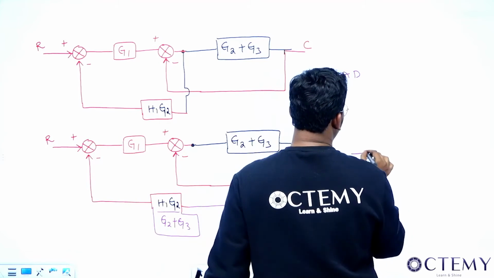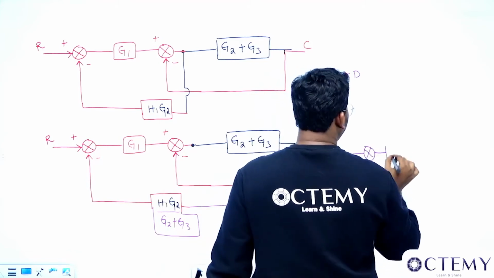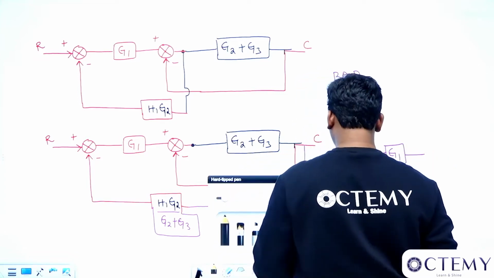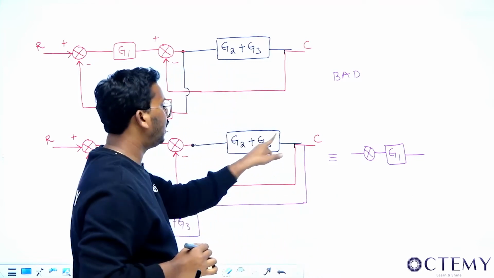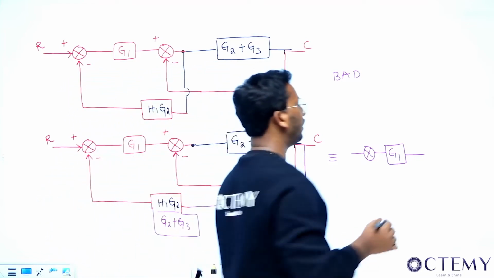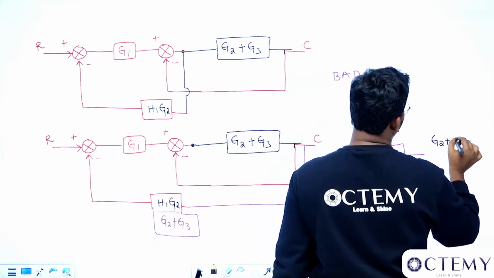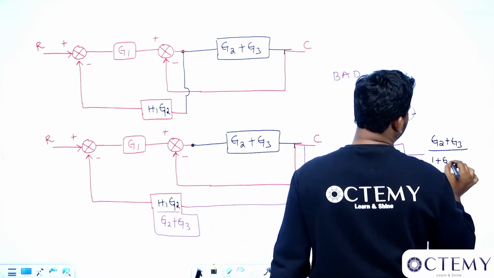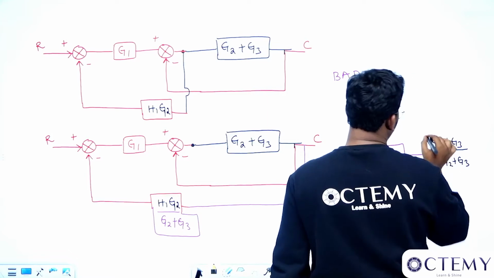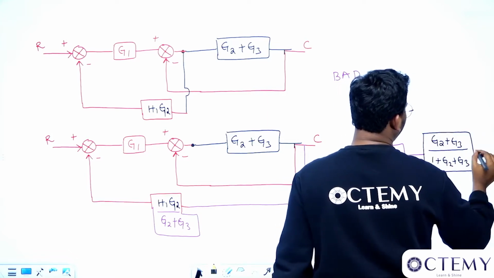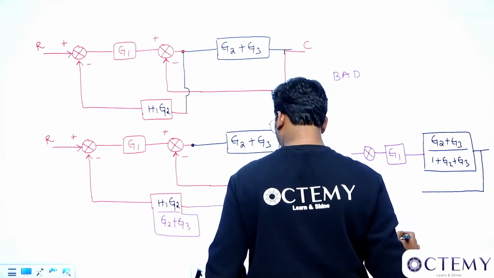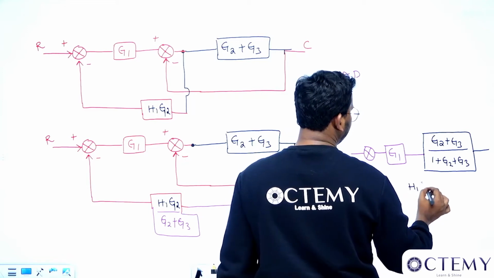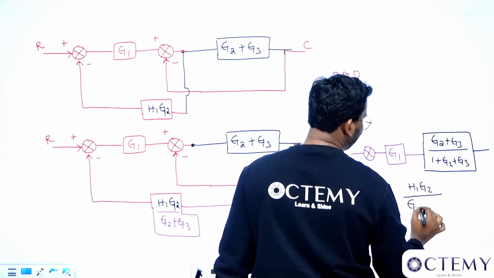This G1 is there. And this block can be replaced with what? This particular block can be replaced with forward path G by negative feedback. So G2 plus G3 whole divided by 1 plus, why plus, sir? Because negative feedback, G2 plus G3. And to this whole thing, what is there? To this whole thing, there is this feedback H1 G2 divided by G2 plus G3.